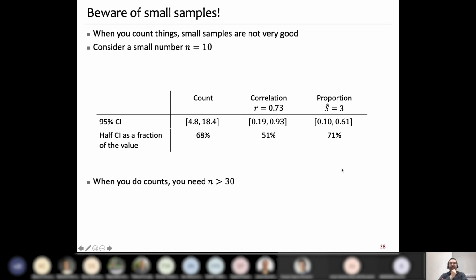That means if you have a count of 10, and whether you calculate count, correlation, or proportion, your errors are going to be very, very large, of the order of 50, 60, 70%. If you want to do something with counts, I strongly suggest you design your experiment so that you have at least 30 counts, a sample of size 30, then these errors are much more manageable.